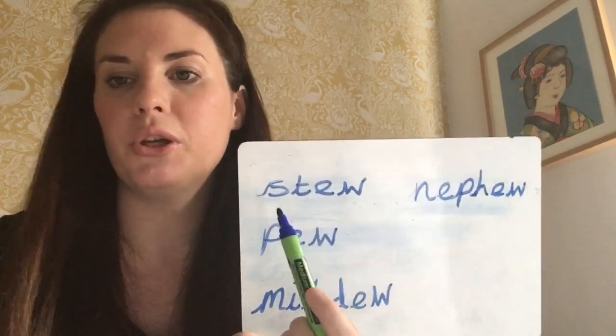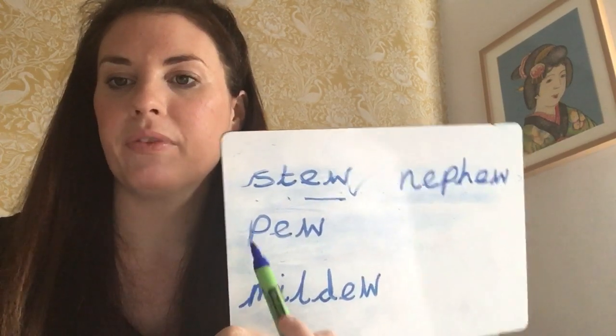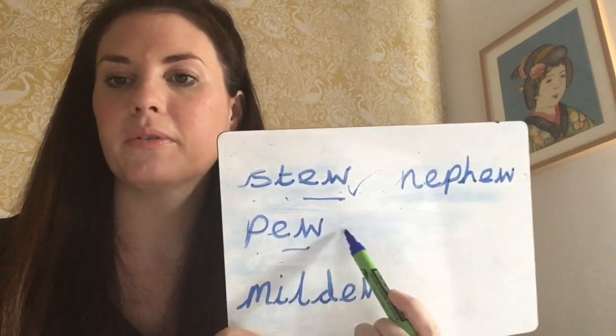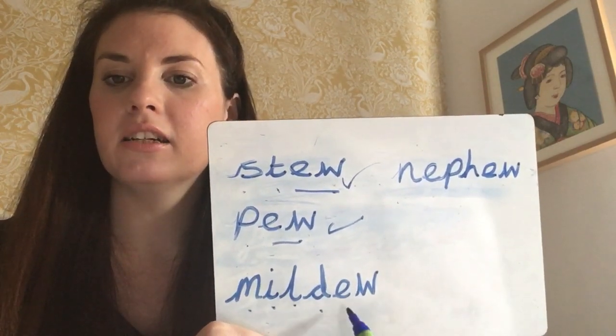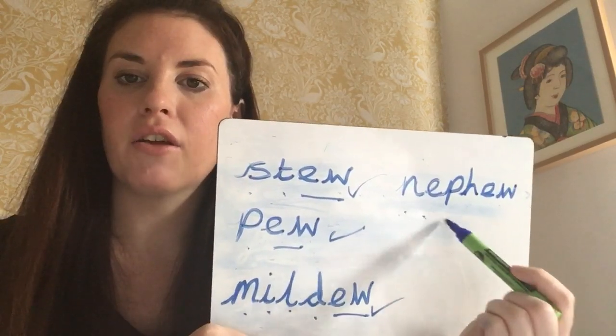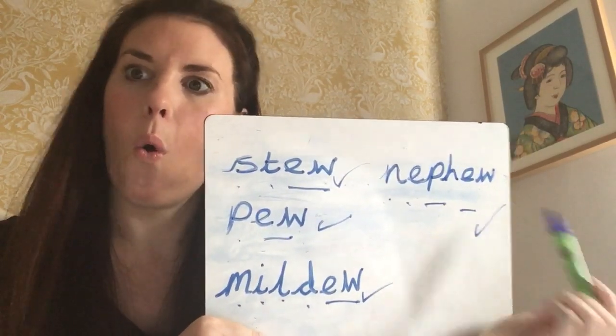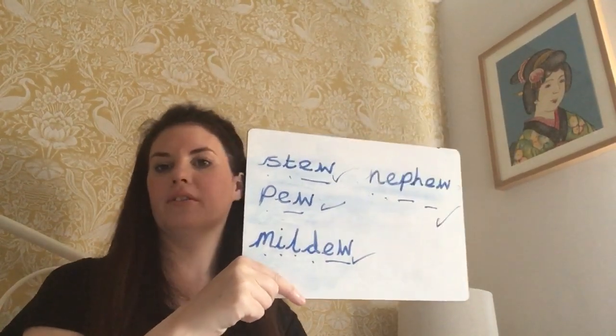Right, let's have a look, see if you spelt them similar to mine. So you've got stew, st-u. Great job. Pew, p-u. Well done. Mildew, mild-u. Mildew. And nephew, n-f-u. Wow. If you did those, you should be so proud of yourself. Amazing. Right. So next, we're going to have a go at reading a sentence together.